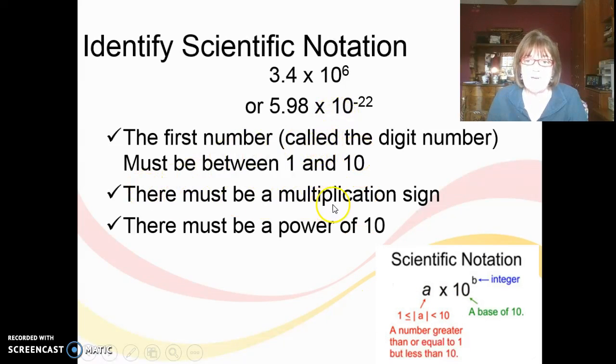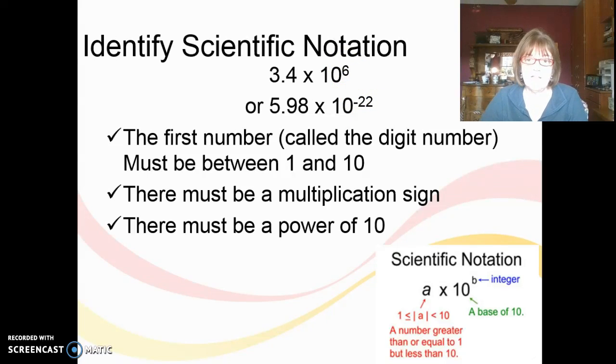Then we have to have a multiplication sign, so like this. I see those here. Okay, we got those here. And then there has to be a power of 10. So 10 raised to some number. It can be positive or negative, depending on whether we got a big number or a small number.